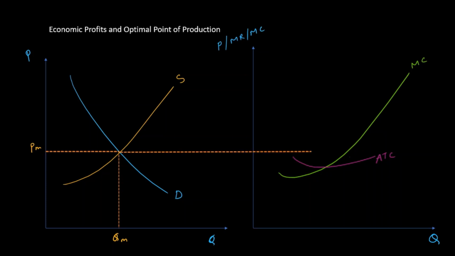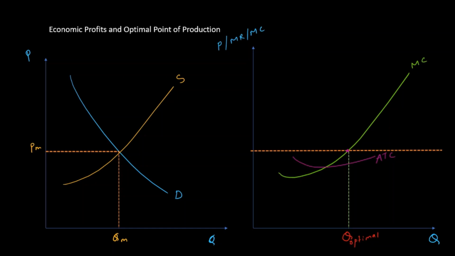So let me take this price PM over here and try to find a point of intersection between this price and my marginal cost curve. So I find the point of intersection here. I try to mark this point. So this is my Q optimal, which means that the firm would be producing at this level, because at this level the price is exactly equal to the marginal costs.